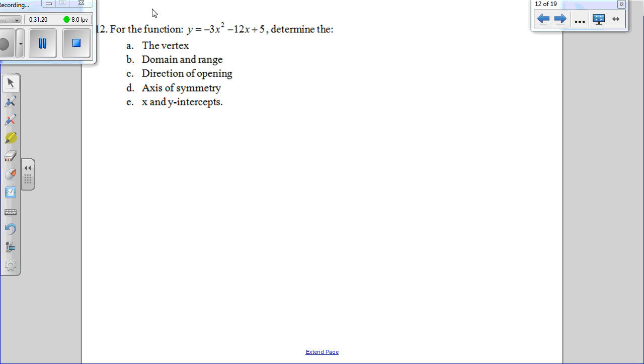So step 1, put in y. Step 2, make sure you have your standard window selected. If you've been doing crazy questions, you might have a crazy window in there. I always start with the standard window unless I'm given some sort of context. In this case, I'm not given any context. I'm just given general form. So I just make the standard window, which is negative 10 minimum, positive 10 maximum, scale 1.